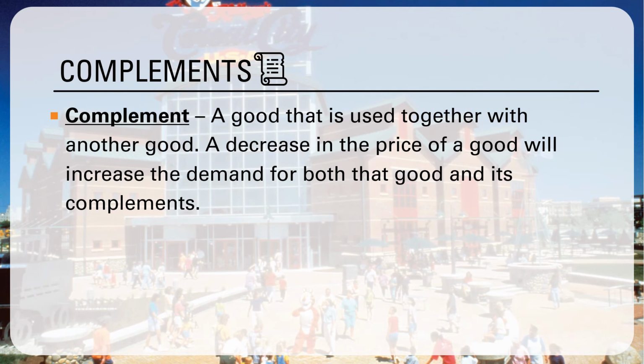Notes a bit. So again, a complement is just a good that is used together with another good. A decrease in the price of a good will increase the demand for both that good and its complements. Okay, I hope that was clear without case study. Again, law of demand, if the price decreases, you'll have more demand for that, and probably you'll also increase the demand for things that you take with that. All right, I hope that's clear.